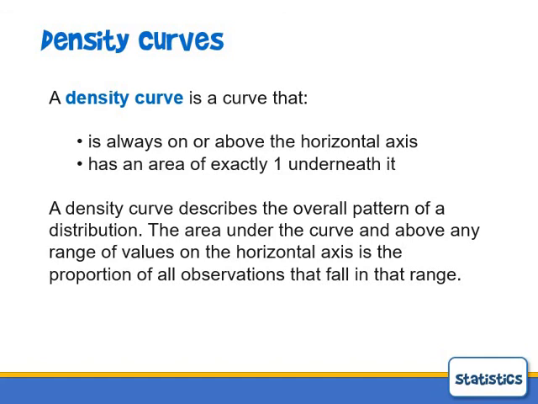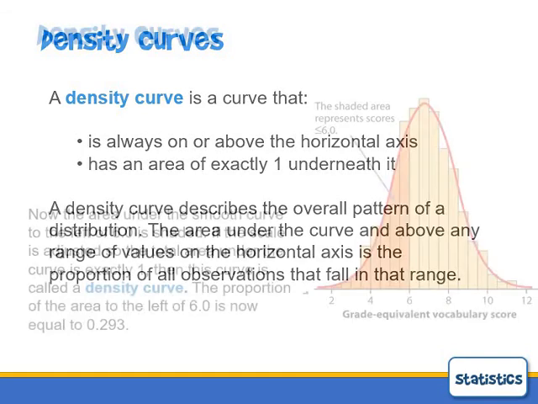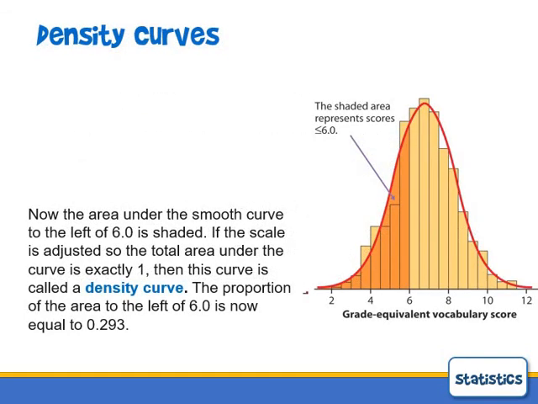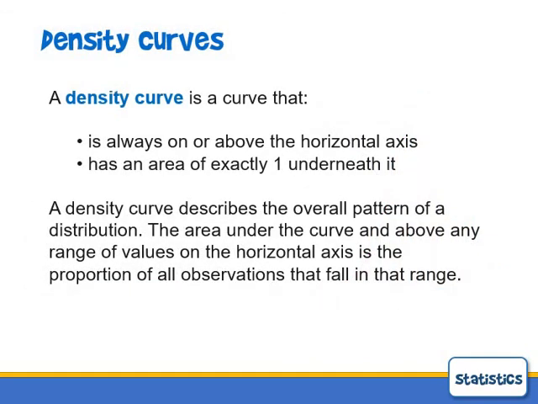I'm talking in terms of population because we're starting to make this shift toward inferential statistics, where we're going to take samples and think about larger populations. So a density curve describes the overall pattern of the distribution. The area under the curve and above any range of values on the horizontal axis will tell you the proportion of the observations that fall in that range, such as on the previous one. If we used the curve, the area between the curve and the axis from 0 to 6 was 0.29, because approximately 29% of the population was between 0 and 6 on their scores. Okay, so that's what a density curve is.